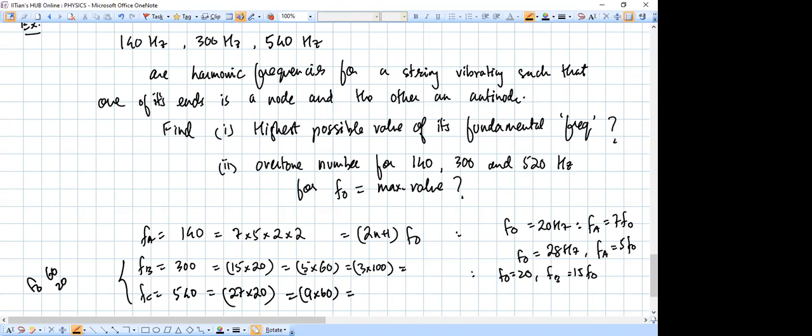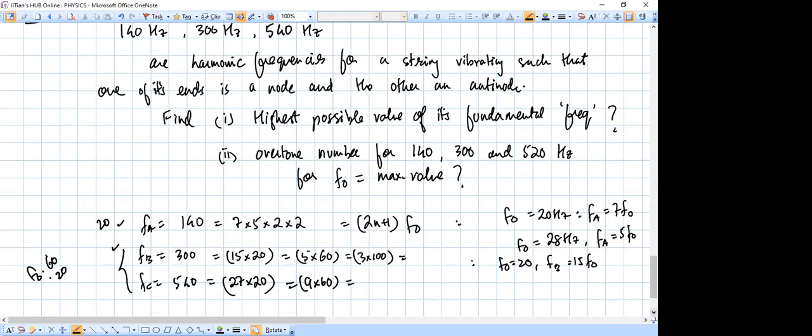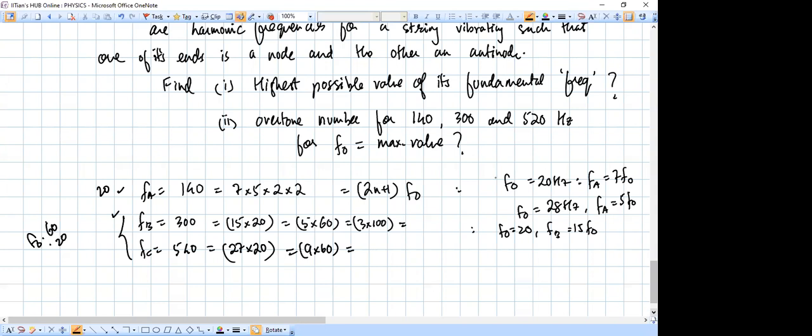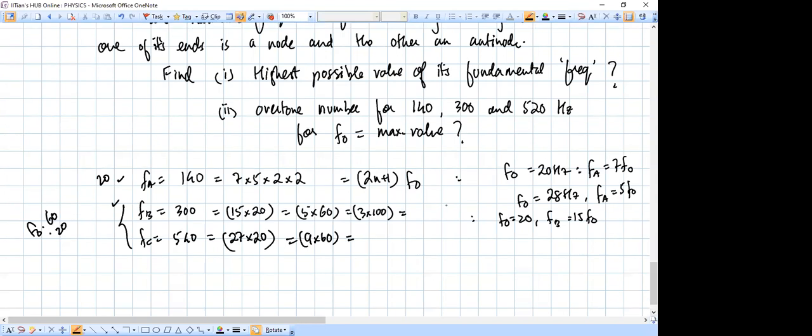Okay, so in that case 60 would have been the maximum. But for example, for this and this, the common values of f0 are only 20. And again for fa and fc also, the common values are only 20. So here actually there's only one distinct fundamental frequency possible. Okay, there's a unique value.